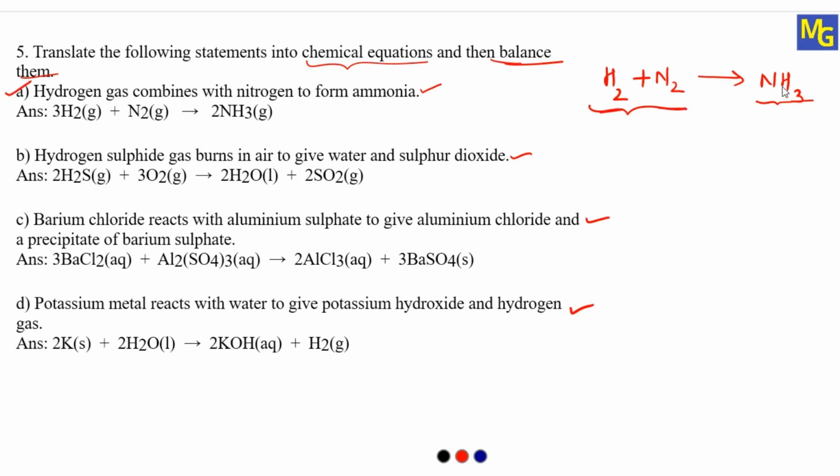But here the nitrogen is only 1. That's why I will write a coefficient 2 here. When I write 2 on the right hand side, nitrogen becomes 2, but hydrogen will become 6 now. 2 threes are 6. And to balance this side we can write it as 3.